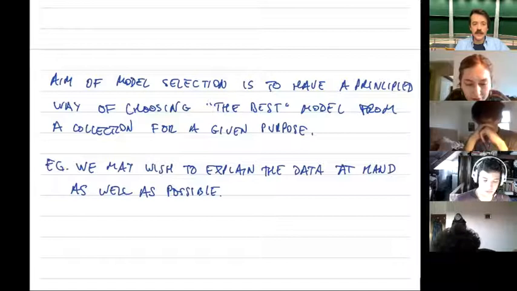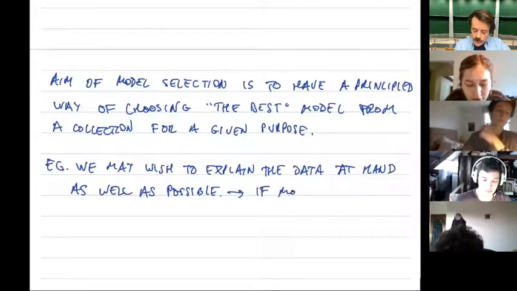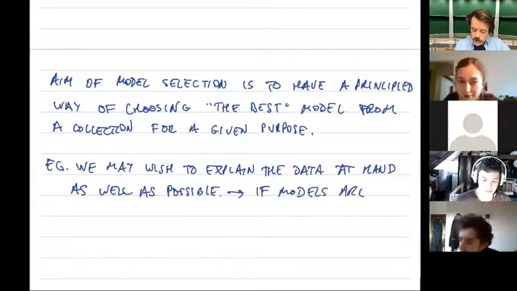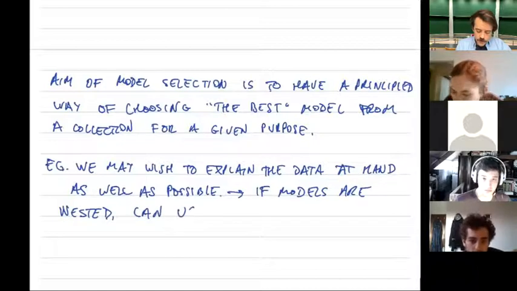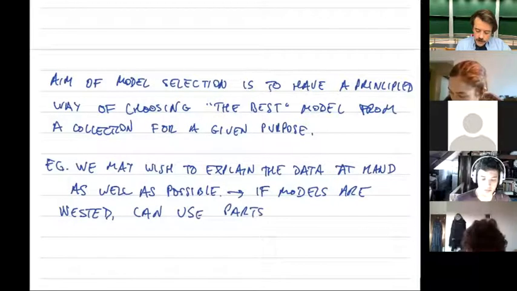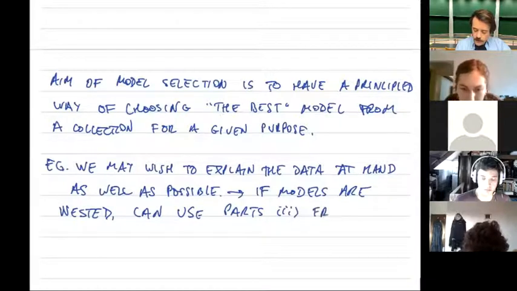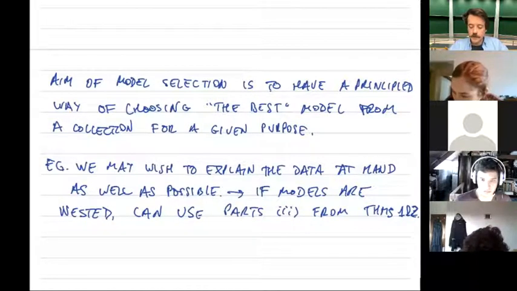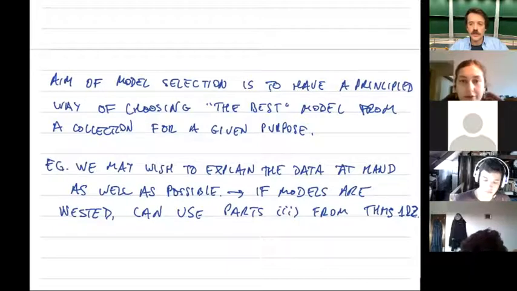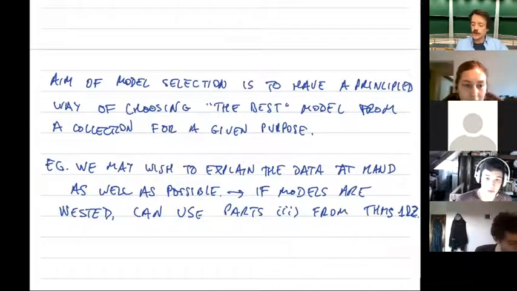then, let's say that if models are nested, we can use parts 3 from theorems 1 and 2, right? In 1 and 2, I remind you, we had these nested models, and then we could choose between them. Well, it's not really choosing between them, but we were testing a model versus an alternative model, which was a sort of a super model.